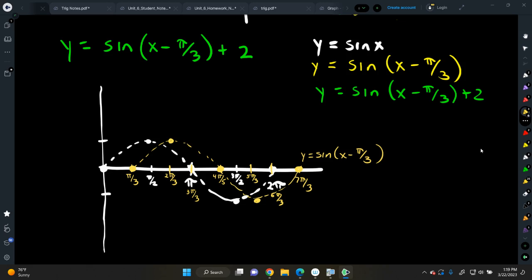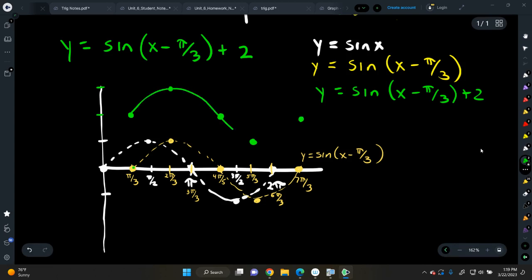Now I'm going to go up 2. So we're going to take that same curve and shift it 2 units up. So I've got this point, I'm going 1, 2, and we go 2 up. I find that if you try to do too much all at once, it gets confusing. 1, 2, and this is going 1, 2. So there's my curve.